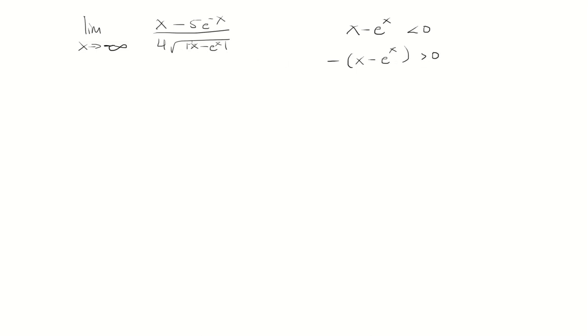So we will remove the absolute value and replace it with −(x − e^x), which is the same thing as saying e^x − x. So let's replace that. And then this 4 will just come out, so we'll say 1/4, and then a square root of e^x − x.